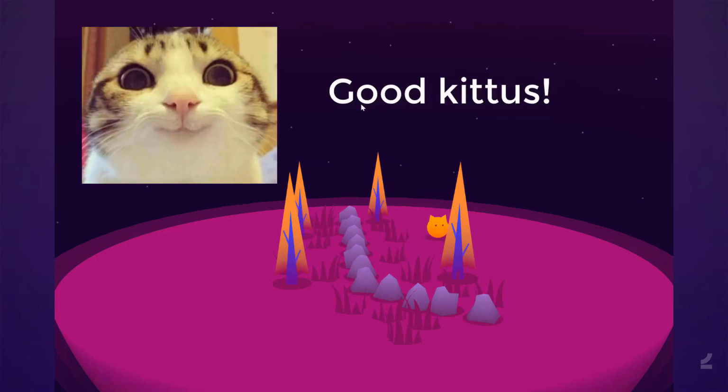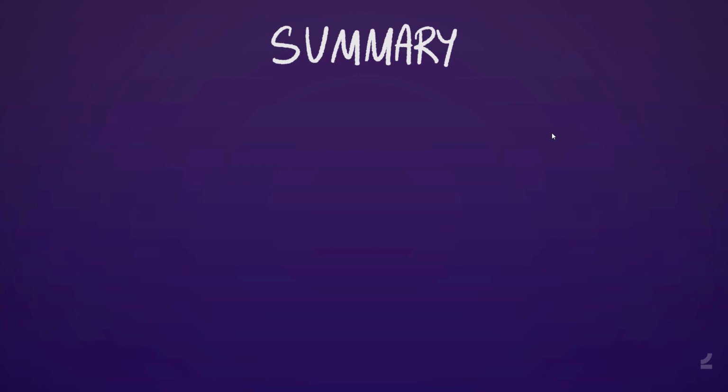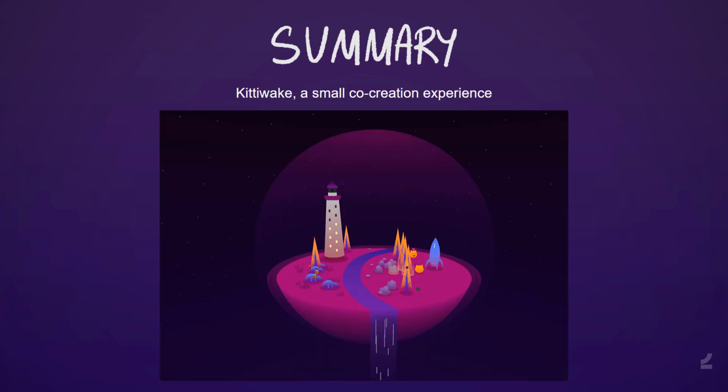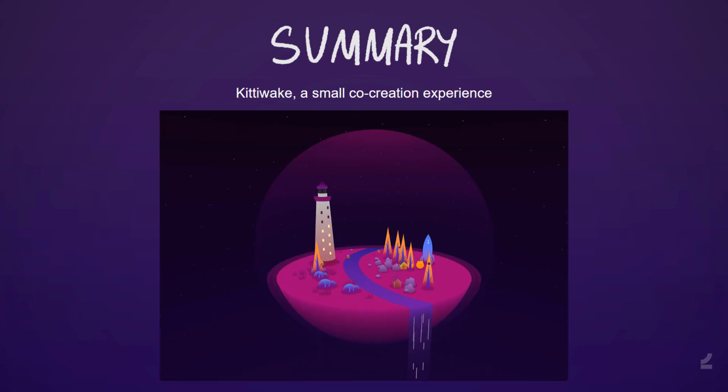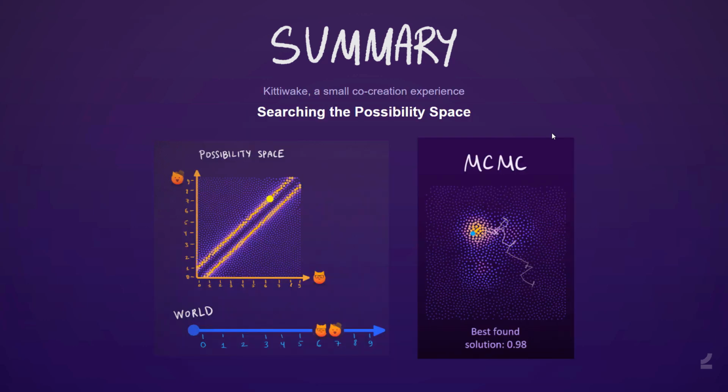Good Kittiwake. So, to summarize. We've talked about our experimental project Kittiwake, where we set out to explore a feeling of co-creation with an example-based placement algorithm. Then we dove deep into possibility space, which represents all possible outputs of our algorithm. And when the space becomes too big, we need to deploy a search strategy, such as Markov chain Monte Carlo.